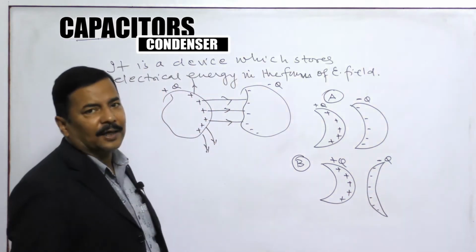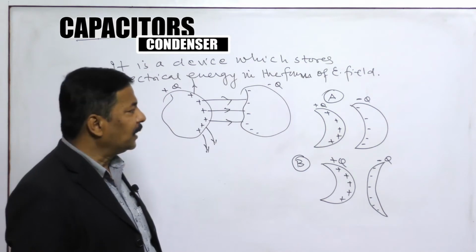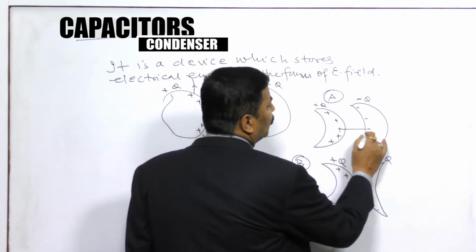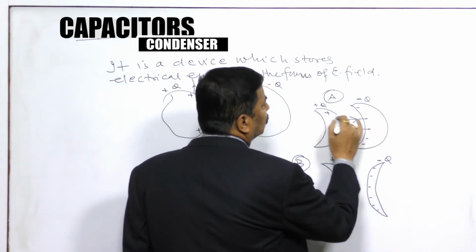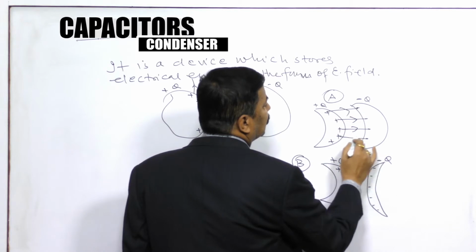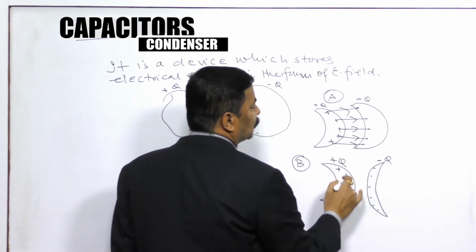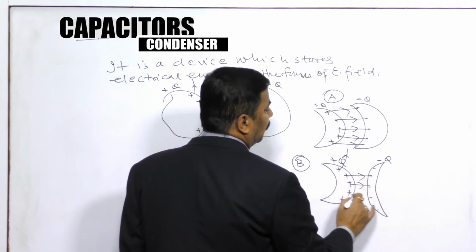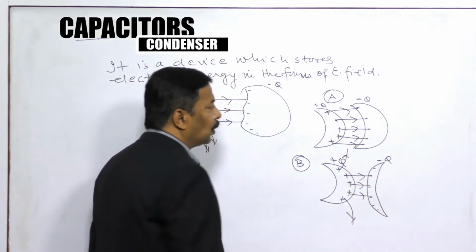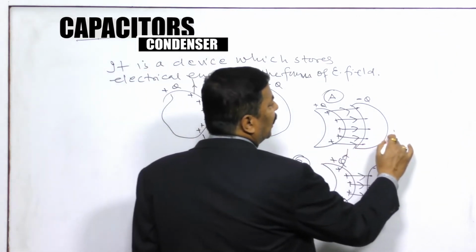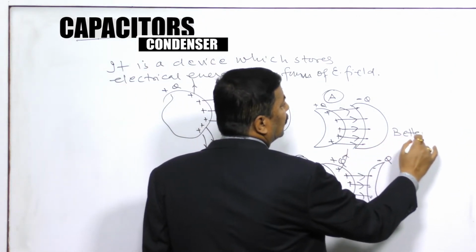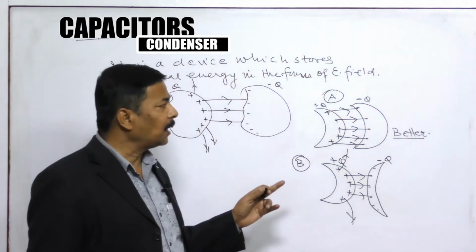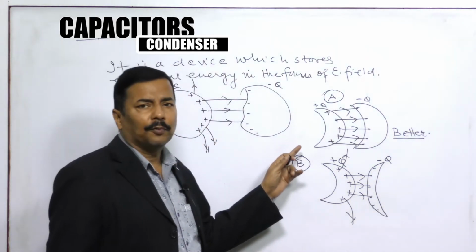Now which one is better arrangement for capacitor? In capacitor you will observe that here the loss of electric lines of force is minimum. You see, there is minimum loss of electric lines of force, whereas here it will go in this way, it will come here, here it will go. So this arrangement is better arrangement.